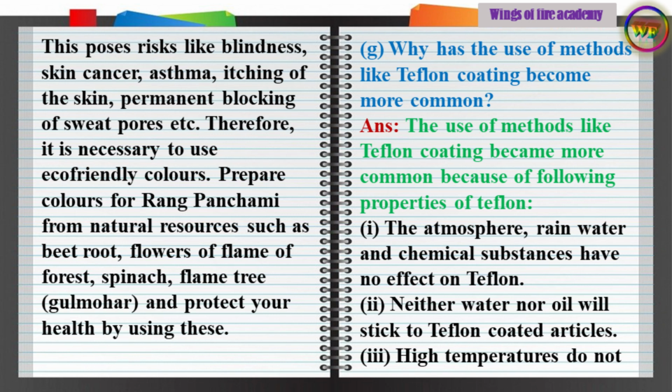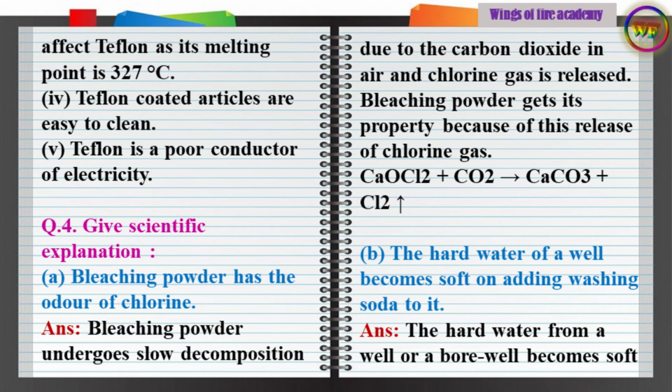G. Why has the use of methods like Teflon coating become more common? Answer. The use of methods like Teflon coating became more common because of the following properties of Teflon. 1. The atmosphere, rain water and chemical substances have no effect on Teflon. 2. Neither water nor oil will stick to Teflon-coated articles. 3. High temperatures do not affect Teflon, as its melting point is 327 degrees Celsius. 4. Teflon-coated articles are easy to clean. 5. Teflon is a poor conductor of electricity.